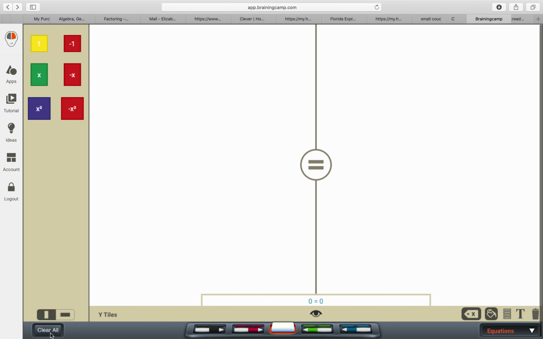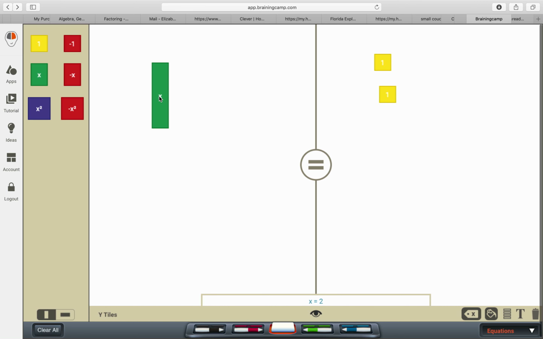Okay? Now, these tiles here, the green ones, the X tiles, are unknown. X is like a question mark. We don't know what the value is. Right now, it says X equals 0 because nothing is on the other side of the mat. If I put tiles on that side, notice the bottom will reveal what X equals. X equals 2.